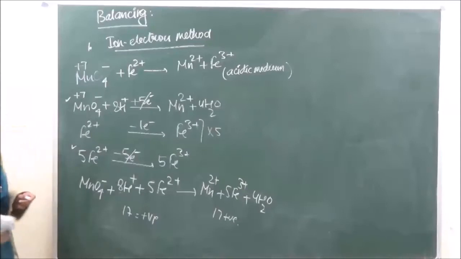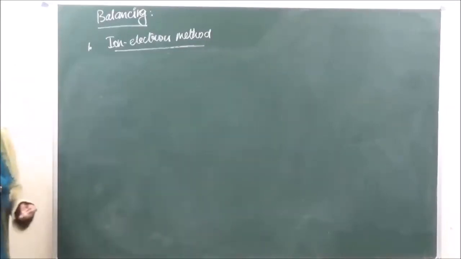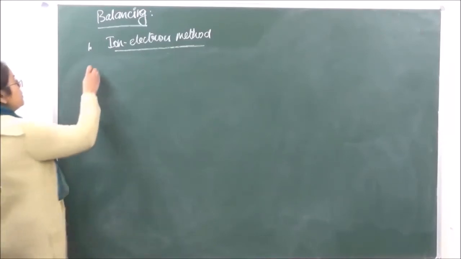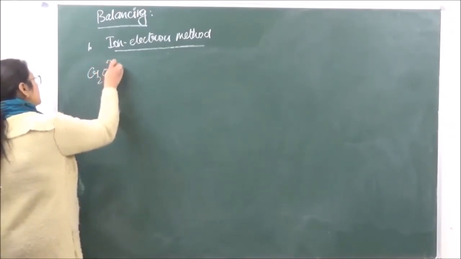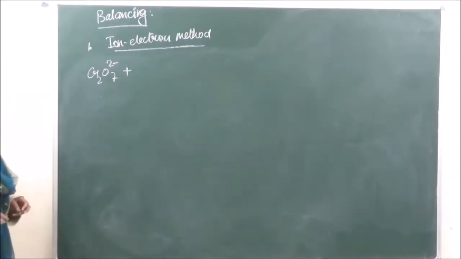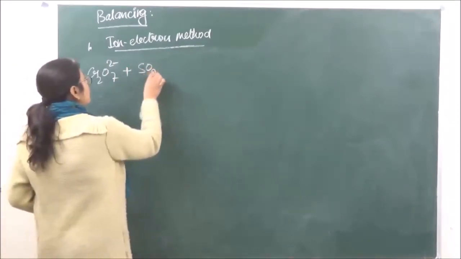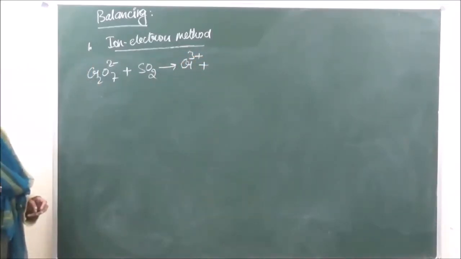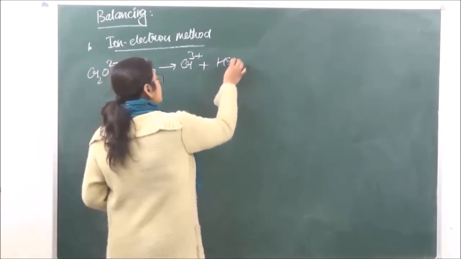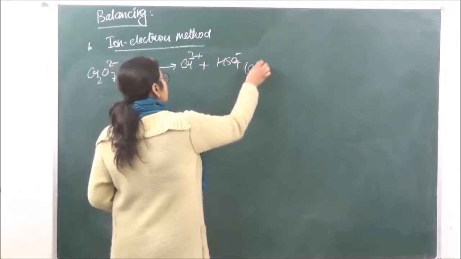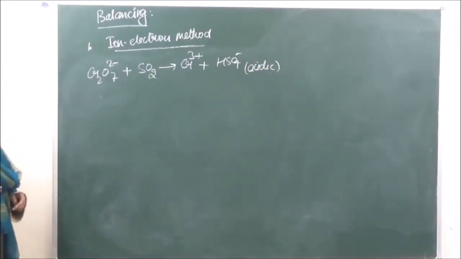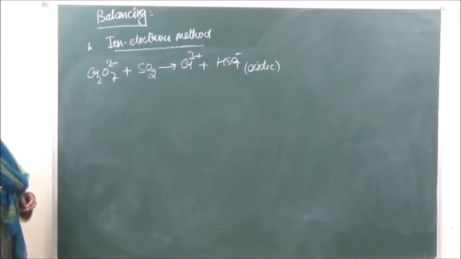Another reaction which we are going to take. The next reaction is a little difficult, which we are going to consider now. We have Cr2O7 2 negative plus SO2 to give Cr3 positive plus HSO4 negative. Again, this is a reaction in acidic medium. So let's first take both the half reactions.